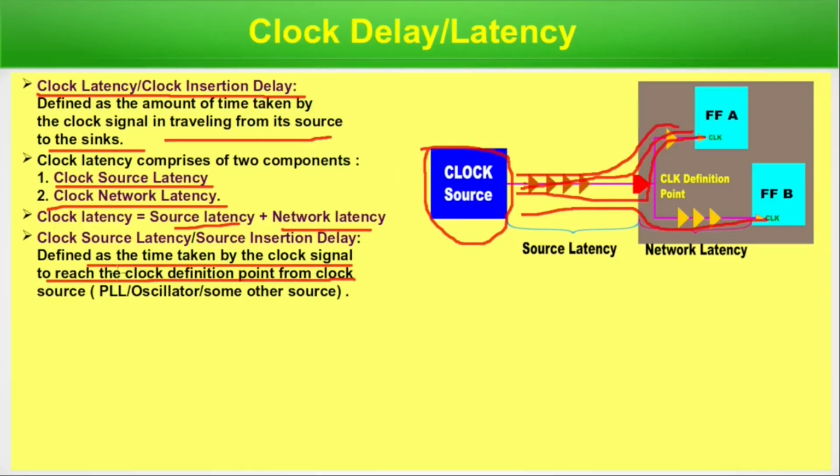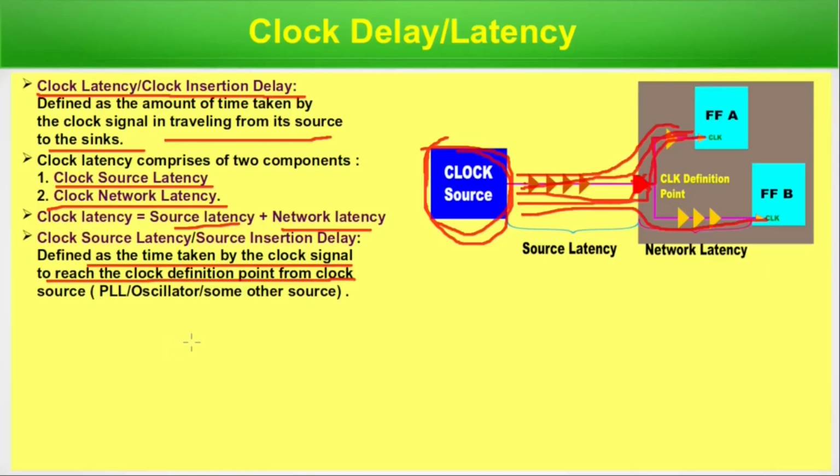If that is the clock source, like a PLL, oscillator, or some other external clock source, when the signal is entering the design, there is a point where it's defined as the clock definition point. This is the clock definition point, but this is not the origin of the clock. The origin of the clock signal is the clock source. So from the clock source to this definition point, it's a finite distance and the signal takes finite time to travel. That is source latency, clock source latency. And from there, within this network, the signal takes some time to travel.